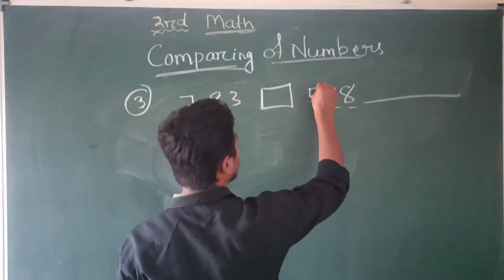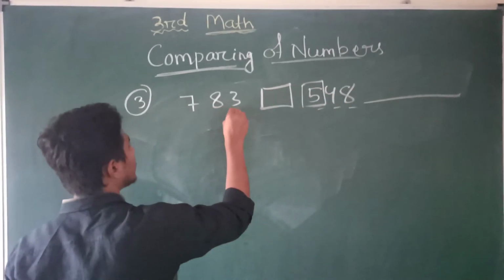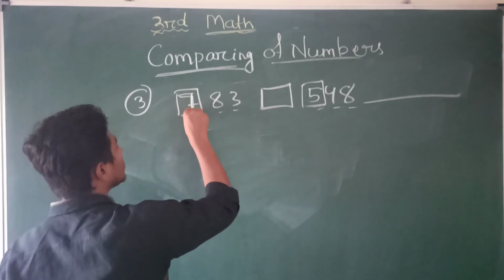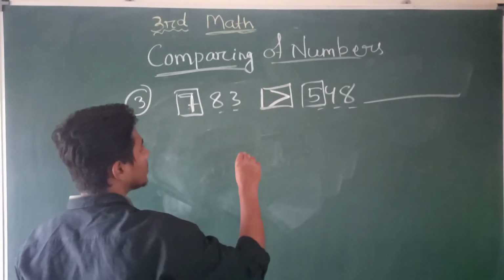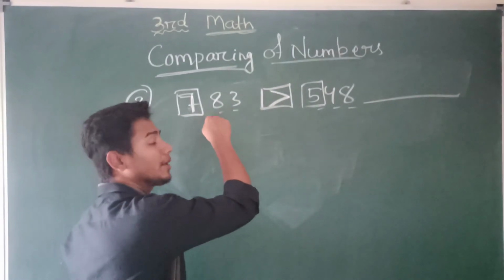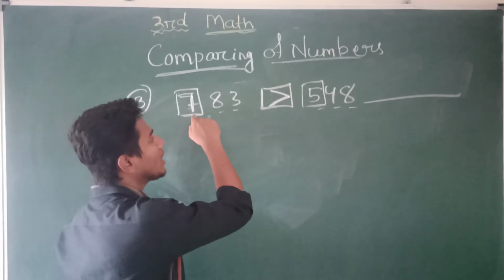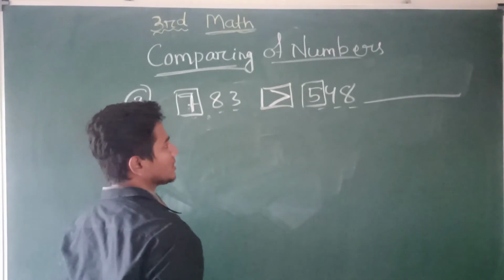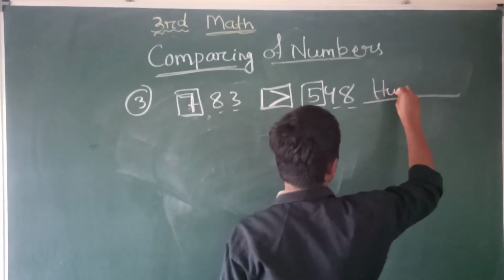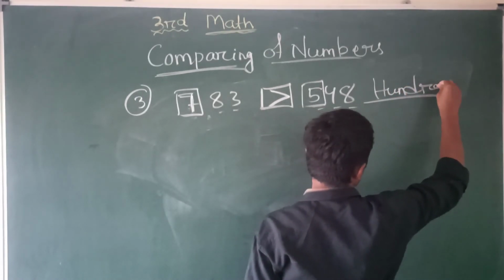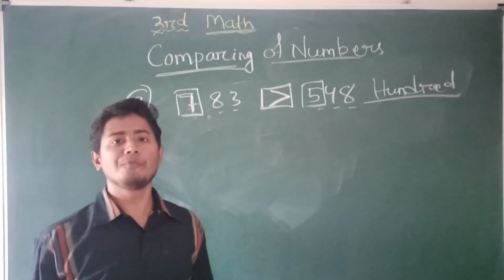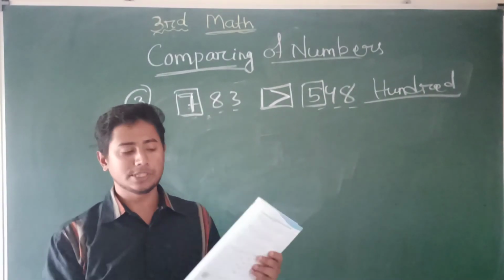1s, 10s, 100s. So in the 100 place here is 5, but here in the 100 place 7 is there. So this number is greater. You put this number. Then how do you know this number is greater? When you compare the place. Which place? 100 place. So you write here 100. So like this you compare and solve these questions.